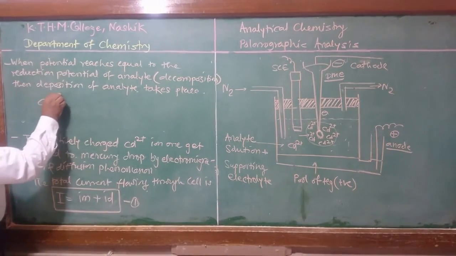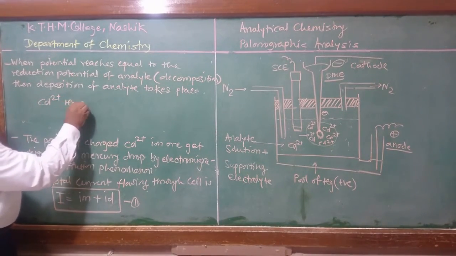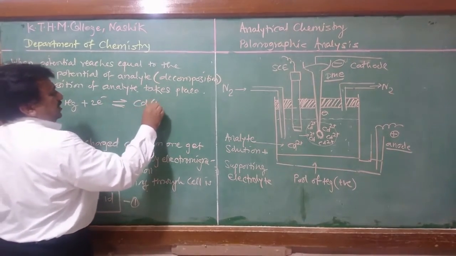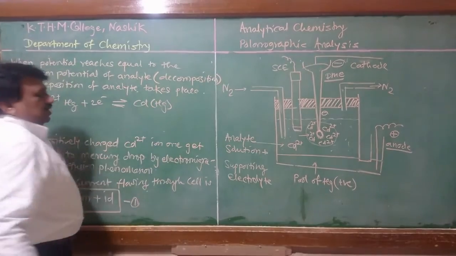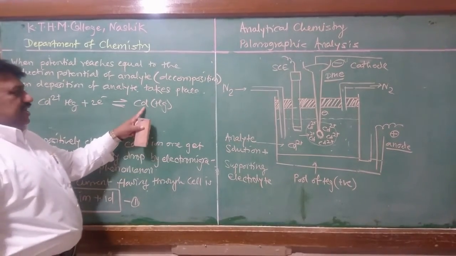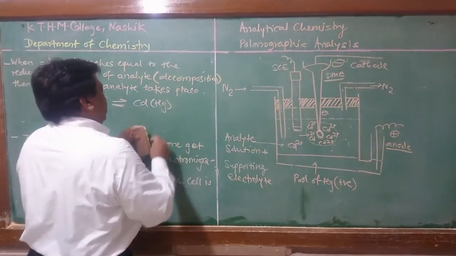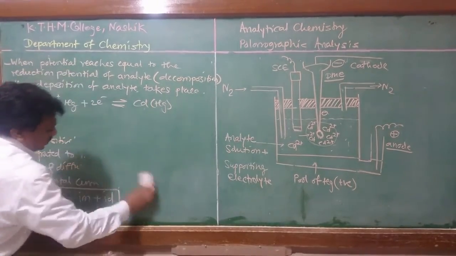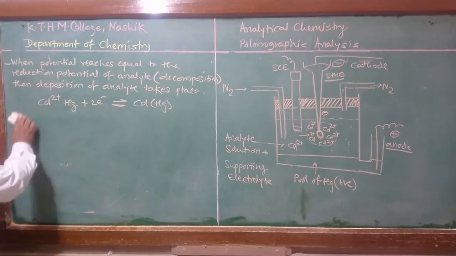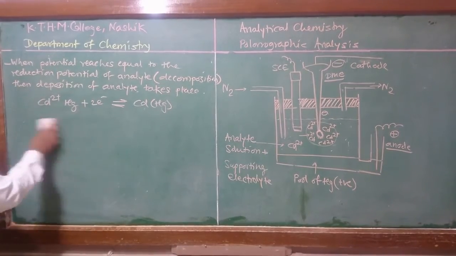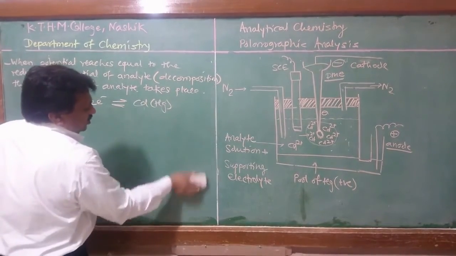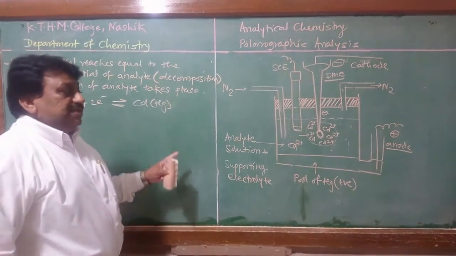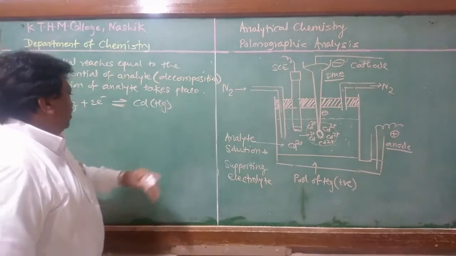Suppose for example cadmium 2 plus plus 2 electrons in the presence of mercury gives cadmium amalgam, Cd(Hg). Therefore this reaction takes place on the surface of the mercury drop, and mercury is given at the base of this cell. Again a new drop is generated, and here we have the reaction on that new drop. This process is continuous as long as the analyte is present in the solution.